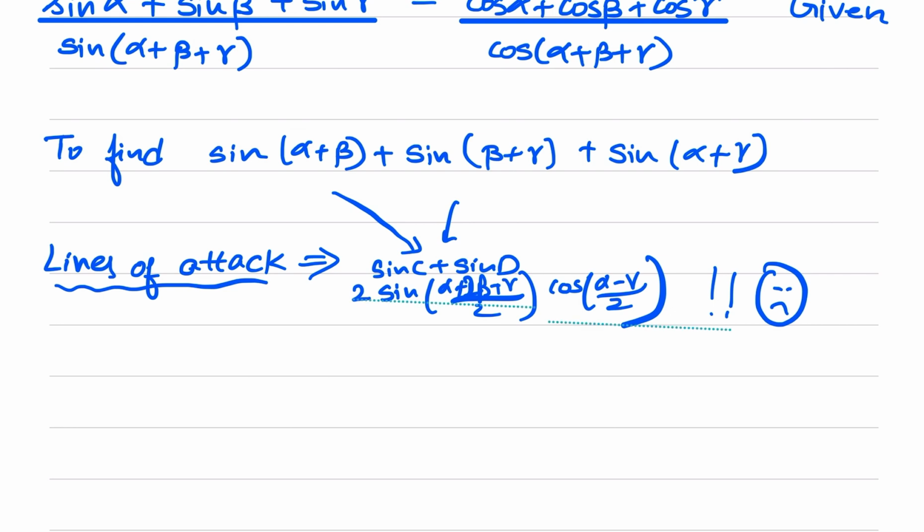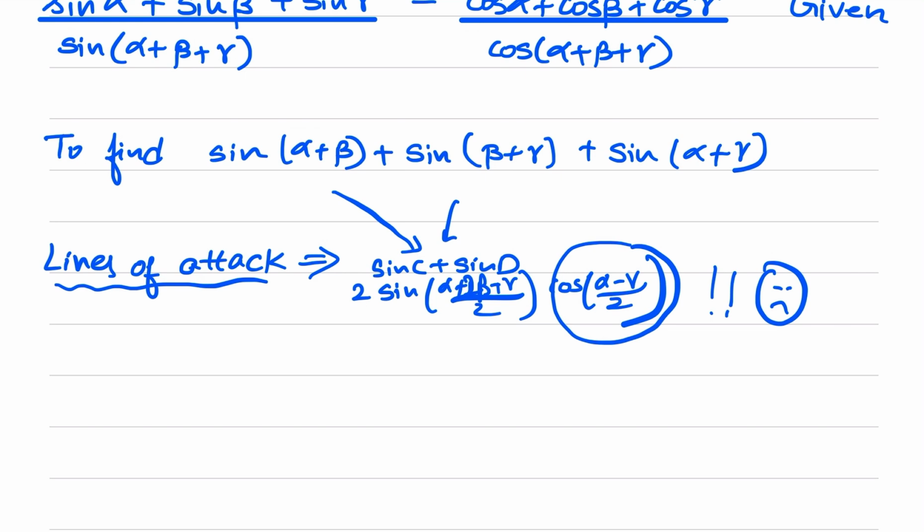Why? Because the minus has been introduced here, right? And this is alpha plus gamma by 2 plus beta. So the multiplicity has also been affected. They have a factor of half and this has a factor of 1. Okay, so this did not work out for us.